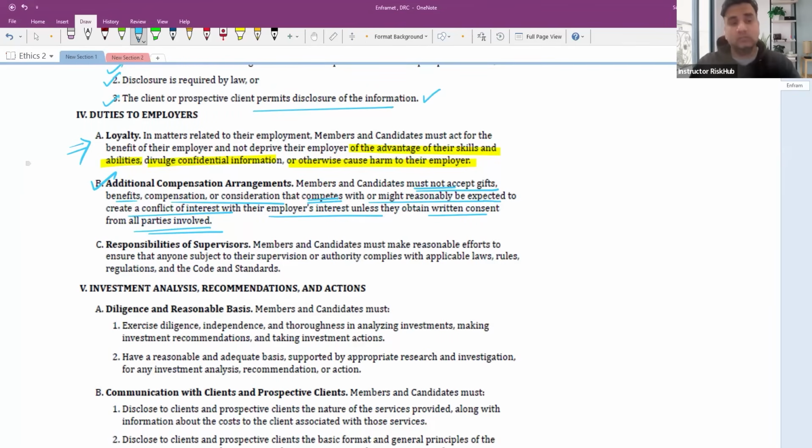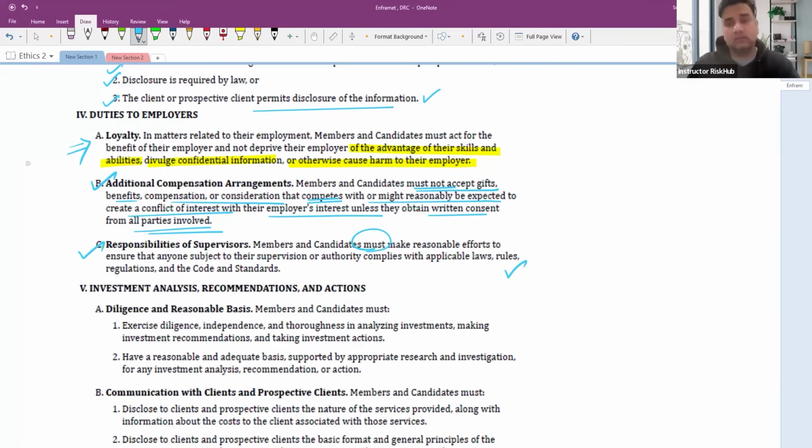Then you have responsibilities of supervisors. Basically, members and candidates must make reasonable efforts to ensure that anyone subject to their supervision or authority complies with the applicable laws, rules, regulations, and code of standards. We must prevent any kind of violation. We must have reasonable supervision and systems in place, so you must have that.